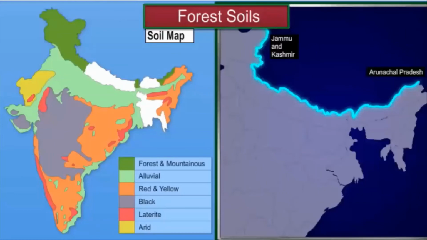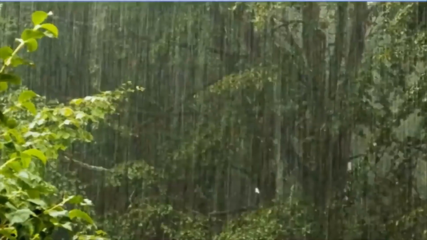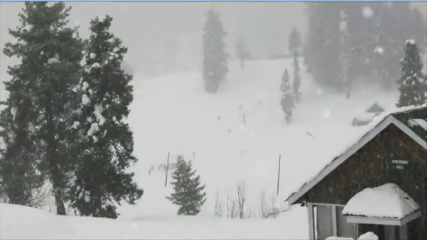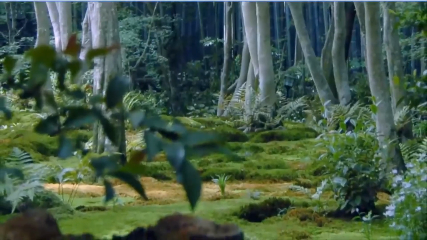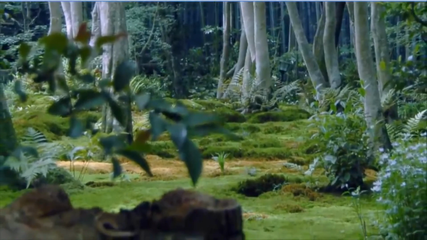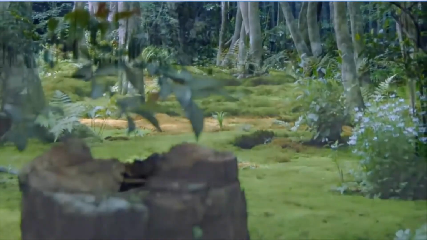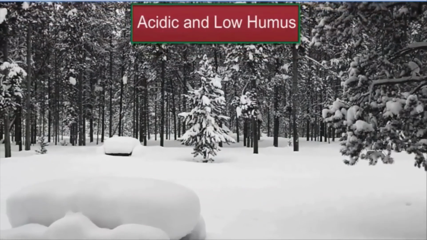Forest soils are found in the mountainous regions of the Himalayas from Kashmir to Arunachal Pradesh. Most of these regions experience a cool climate with abundant rain and snowfall. The texture of forest soils varies from coarse-grained on mountain slopes to loamy in river valleys. Forest soil in snow-covered areas is often acidic with low humus content.